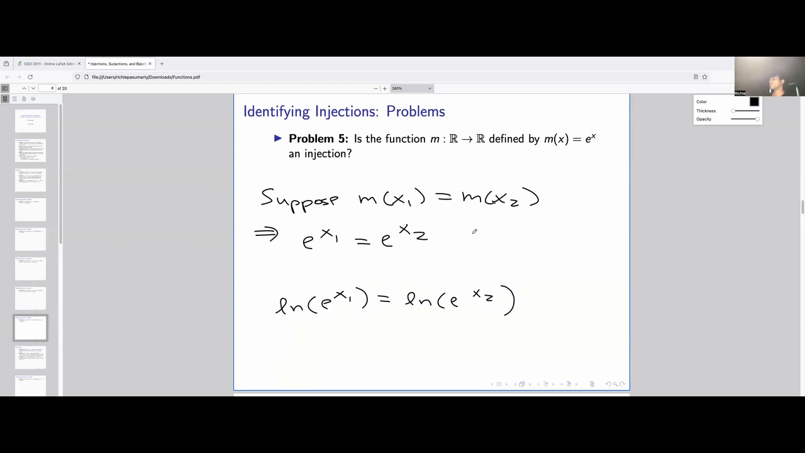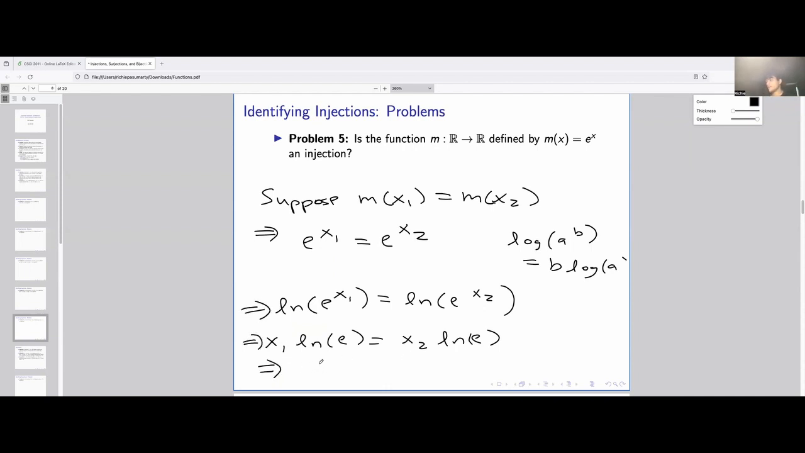And if you know your log rules in general, when I have log of a to the power of b, this is equal to b times log of a. So I'm going to use that log rule. This gives me that x1 ln of e is equal to x2 ln of e. But the natural log of e is just 1. So what this means is that x1 times 1 is equal to x2 times 1. So x1 is equal to x2. Okay, so this one right here is an injection.